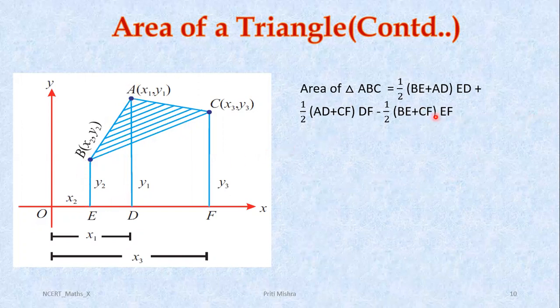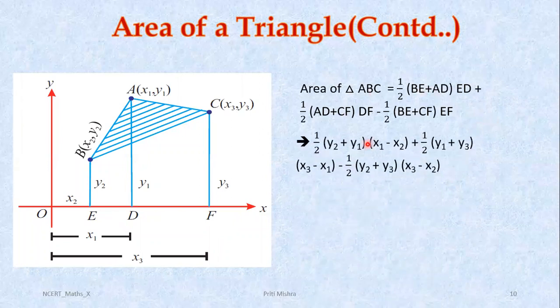So half into the sum of parallel sides. You can see BE and AD are parallel sides, into the distance between them, which is ED, plus half into AD plus CF into DF, minus half into BE plus CF into EF. After putting all these values, now we will put these values in terms of coordinates.